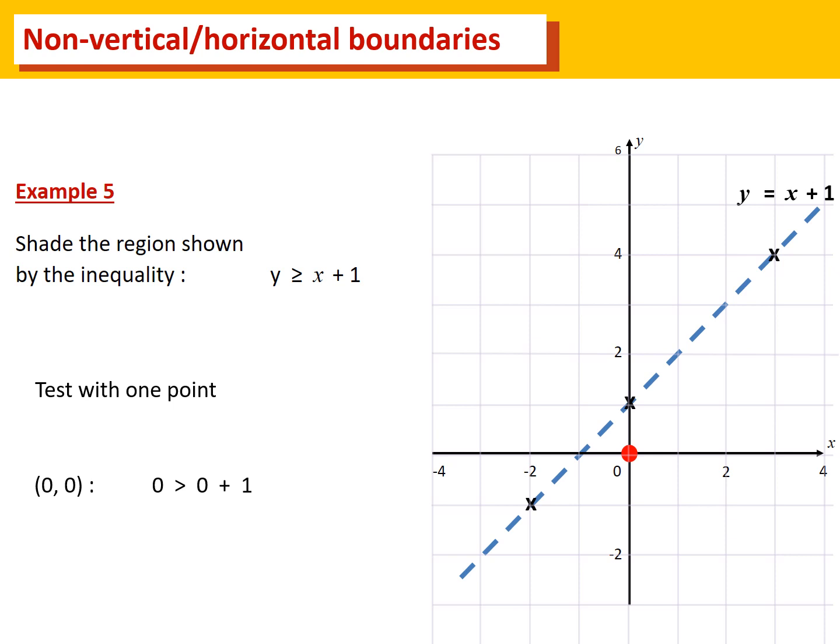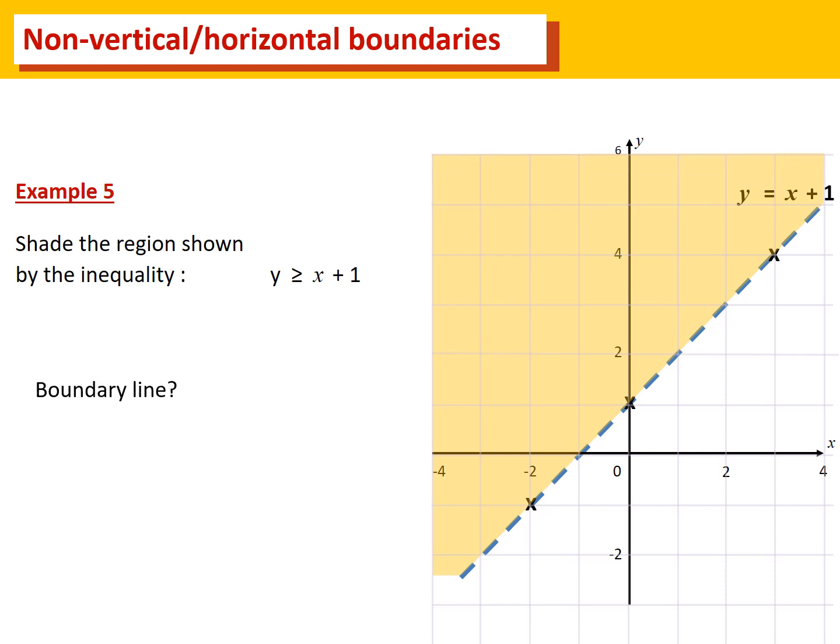So this time the origin, the point we picked, doesn't satisfy, doesn't fit the inequality, and therefore it must be the other side of the line that we want, and hence we shade that side of the line. And one last detail, we check that that inequality allows for y equaling x plus 1, and therefore we use a full line, not a broken line.